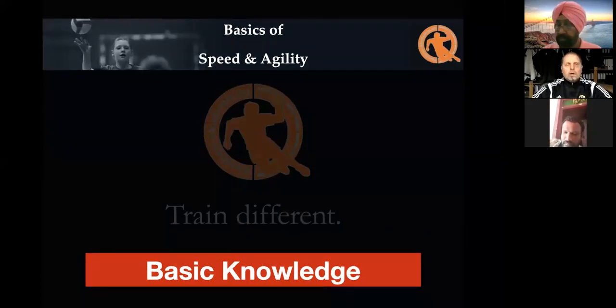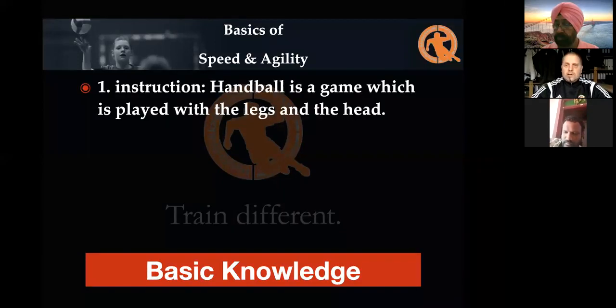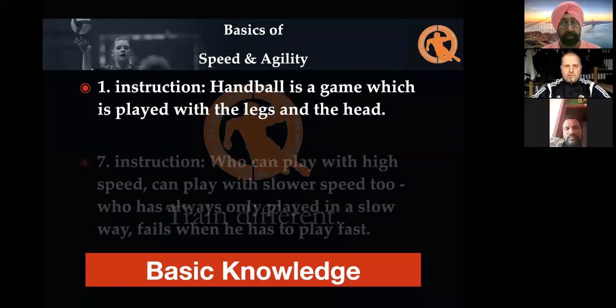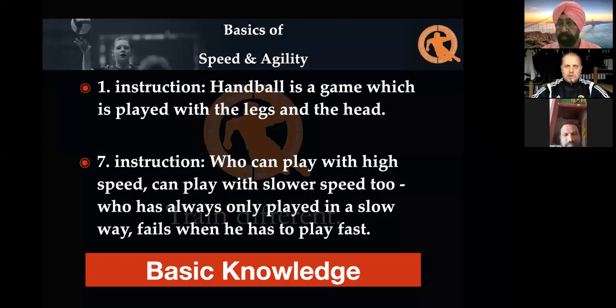And to come back once again to our 10 instructions, the first instruction again: handball is played with legs and head. And in both parts, you have to be fast. Fast in running and fast in decision making. This is the idea of that specific concept of agility in handball, which we will introduce in chapter number 3 in this presentation. And on the other side, you remember the 7th instruction, which goes in the process even deeper.